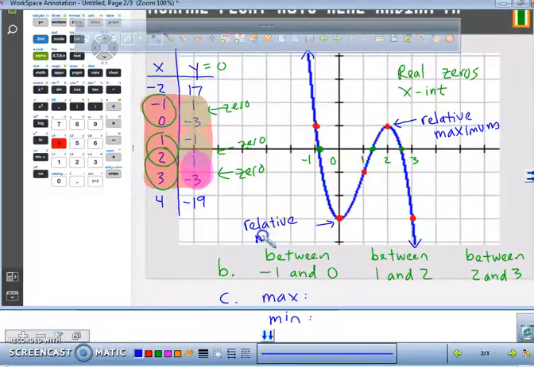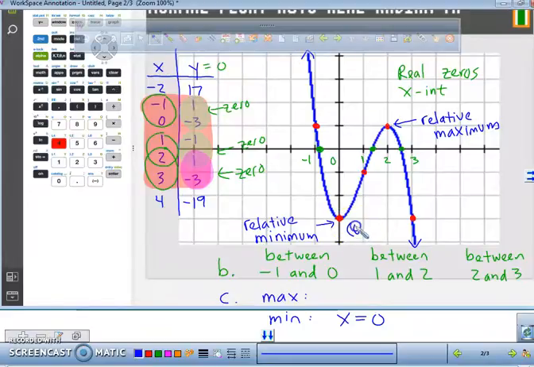And this one right here, it bottoms out right here, right? So that's referred to as a relative minimum. It's not the absolute minimum. The absolute minimum, there is none. It goes down forever. But the relative minimum occurs where x is equal to 0.